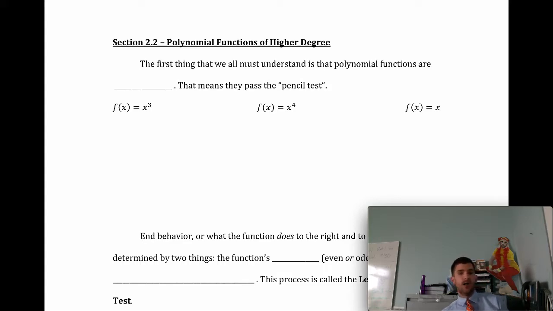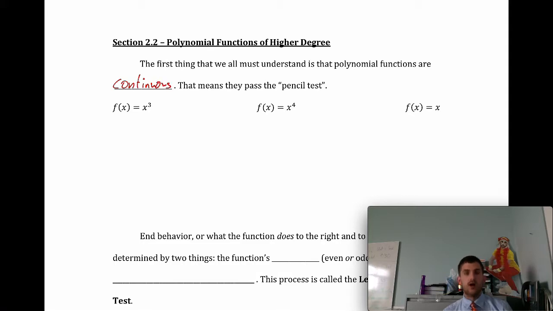Alrighty, moving on to polynomial functions of higher degrees. So not just x squared, but x to the third and the fourth and, well, whatever. The first thing we've got to remember about polynomial functions is that they are continuous. What that means is it passes the pencil test.